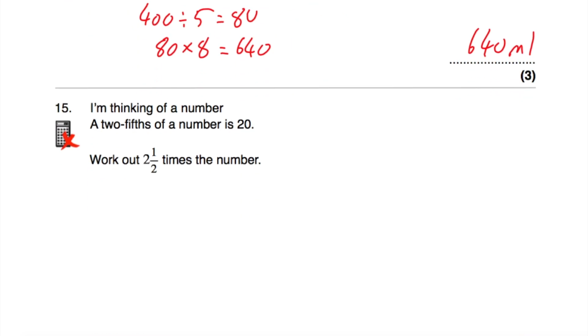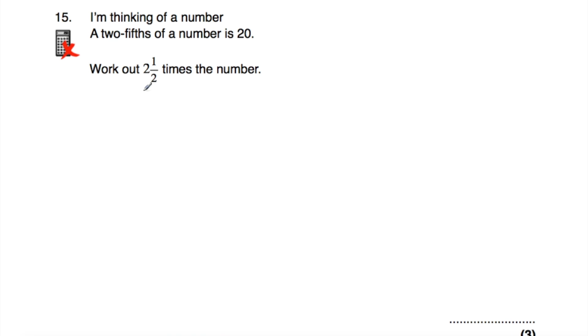Okay, let's look at our next question, question number 15. So question number 15 says, I'm thinking of a number. So we've got this number, and 2/5 of the number is 20. So 2/5 of this number is equal to 20. And then the question says to work out 2.5 times the number. So let's work out what the number is to begin with before we times it by 2.5.